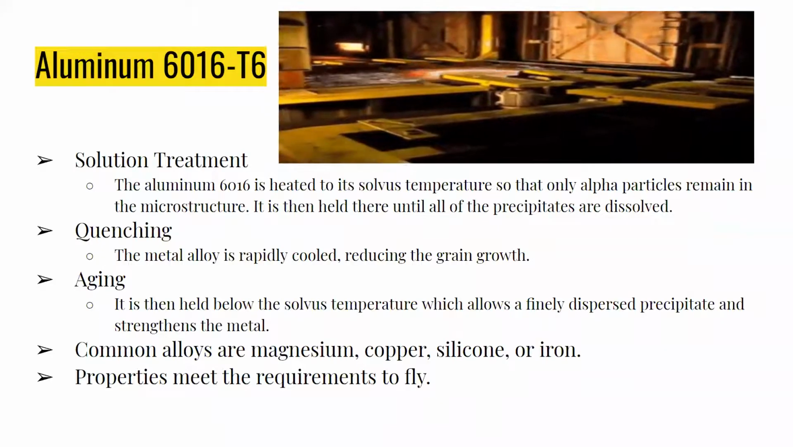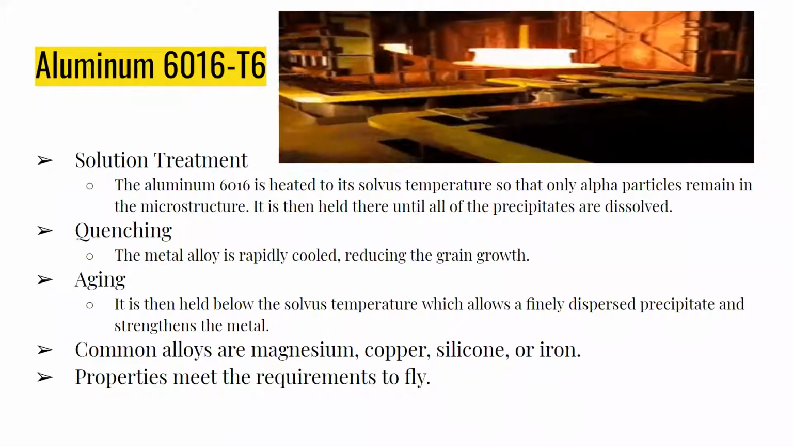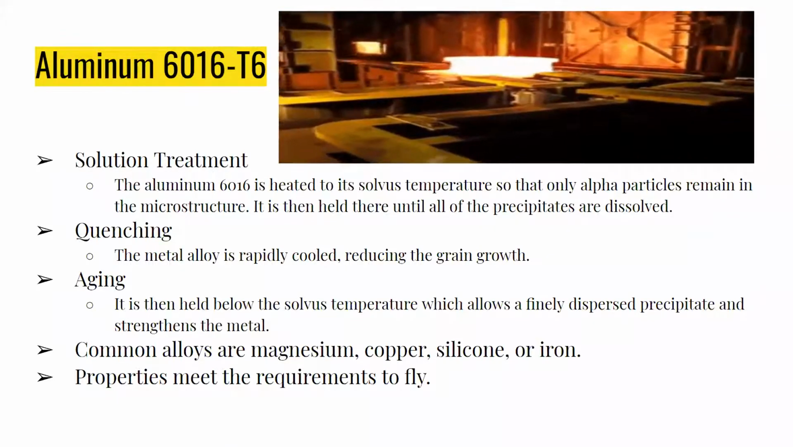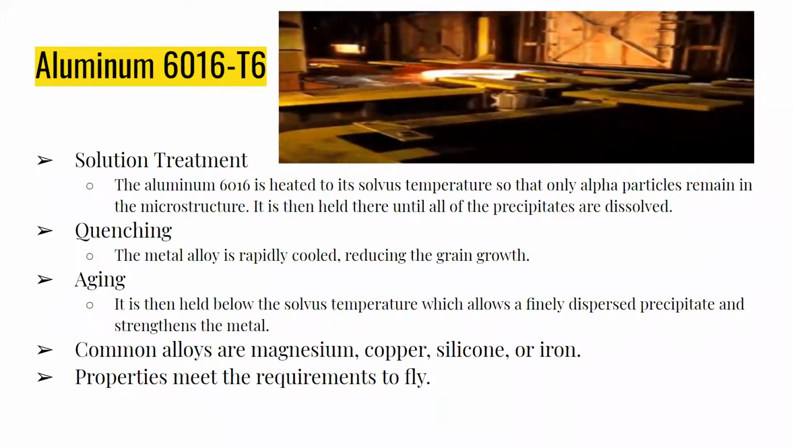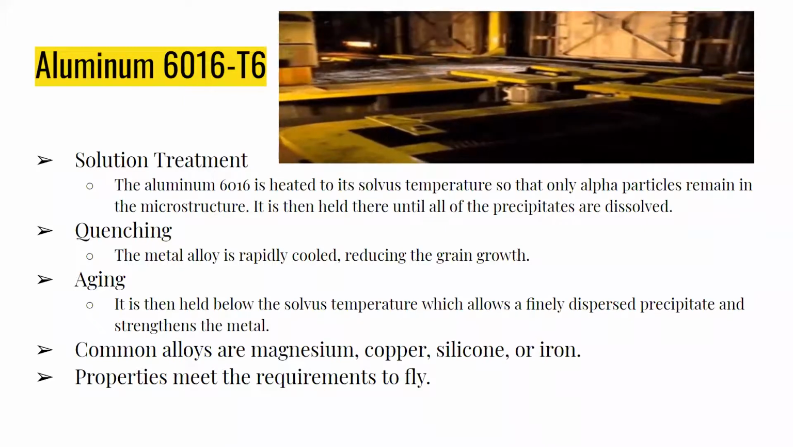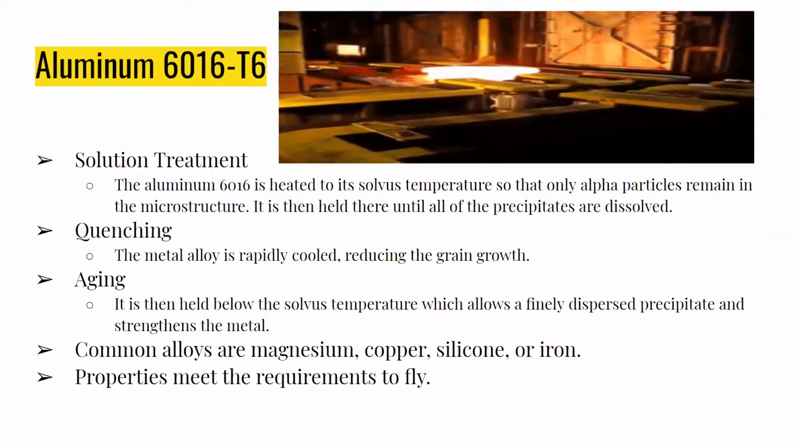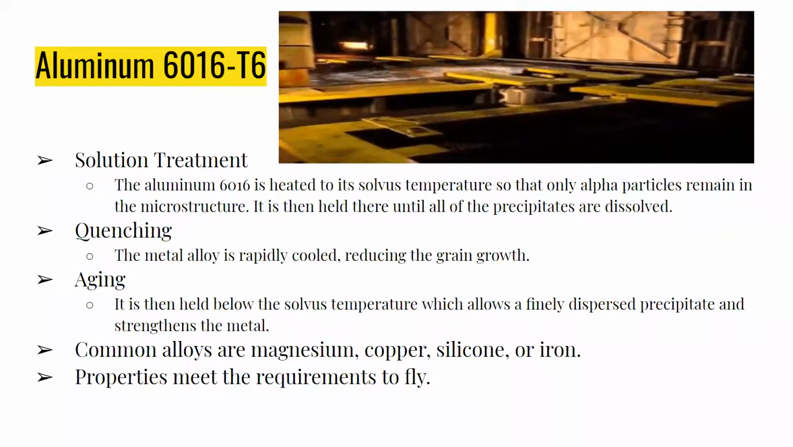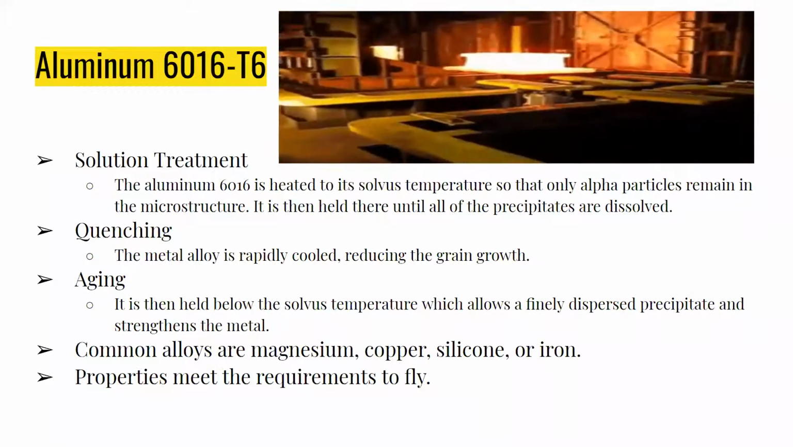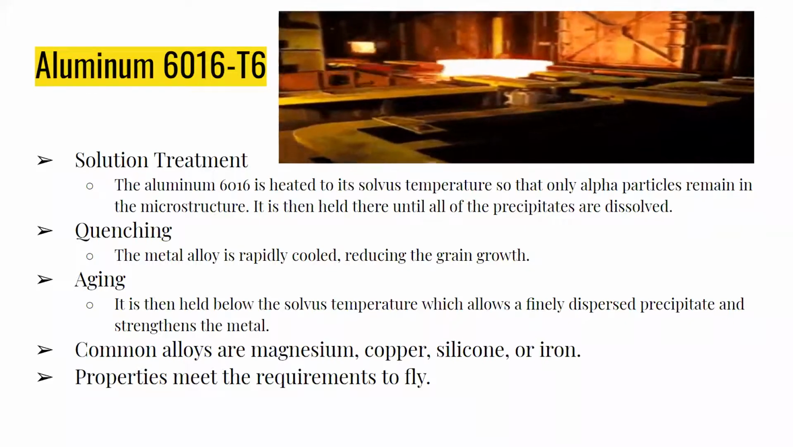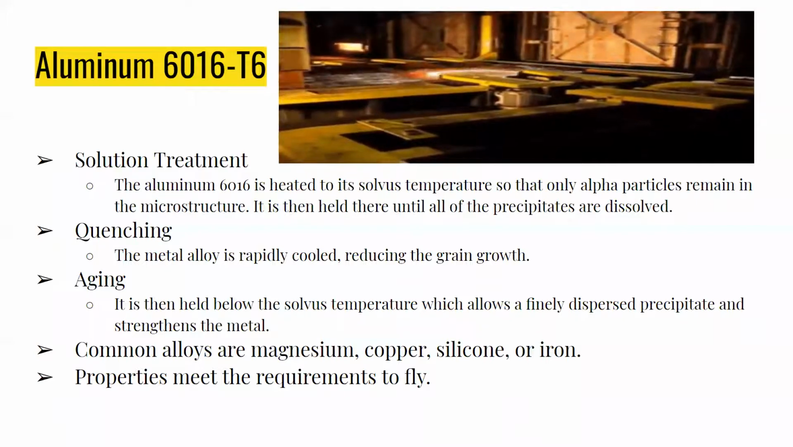One of the more popular metals used in airplane wings is 6016 T6 aluminum. It is the 6016 aluminum that has been tempered to fit the T6 hardness category. The T6 refers to the degree of hardness or temper achieved by precipitation hardening. This hardening has three parts, which include solution treatment, quenching, and aging.